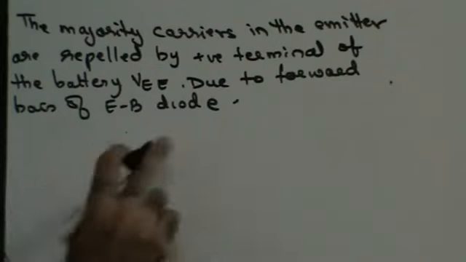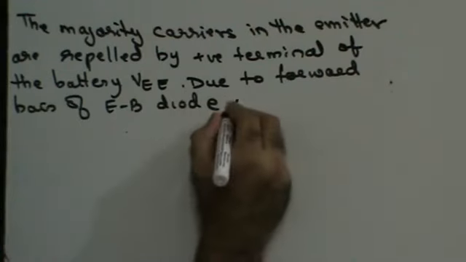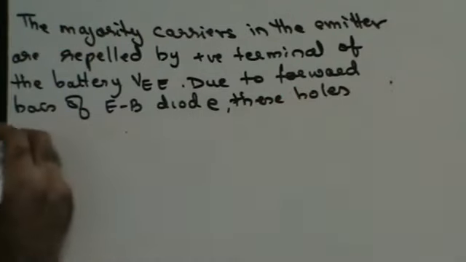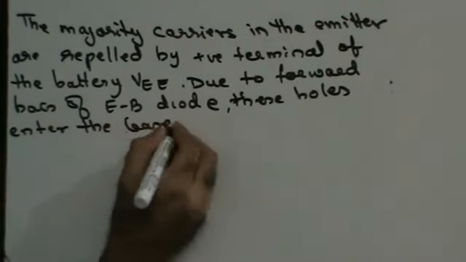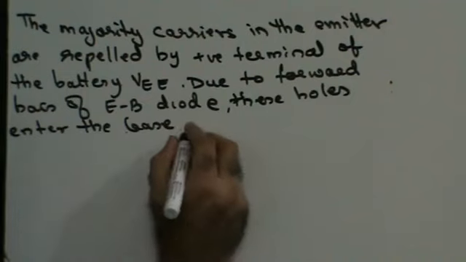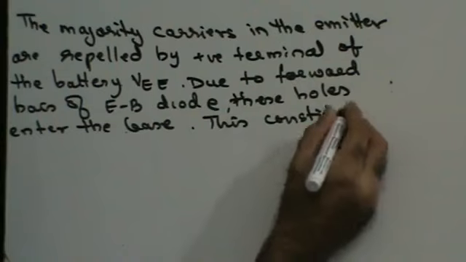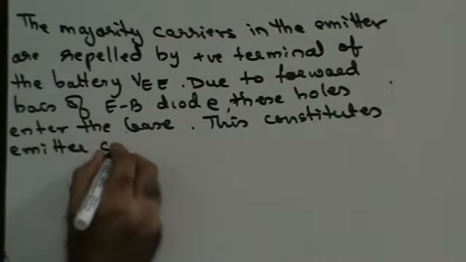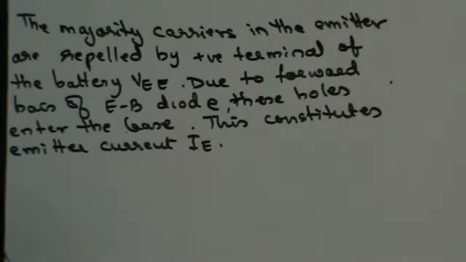Due to the forward bias of the emitter-base diode, these holes enter into the base. Now this constitutes the emitter current IE. That's how I'll get my emitter current.